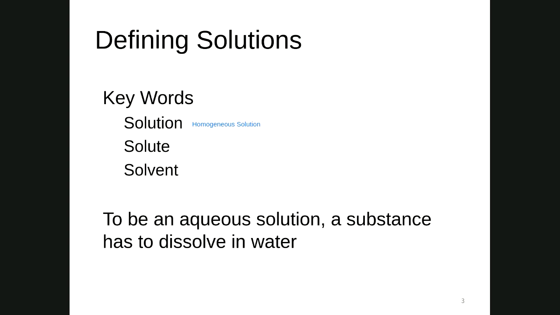Homo means same. So a homogeneous solution is one that looks uniform throughout. You cannot tell apart the different pieces that make up the solution. But since it is a mixture, we know that it's made up of several parts. And the two parts that make up a solution are the solute and the solvent. The solute is what is being dissolved. Now, most of the time, the solute is in lesser amount than the solvent. So we can usually figure out what is the solute and what is the solvent based on that ideology, which in turn means that the solvent is what the solute is being dissolved in.